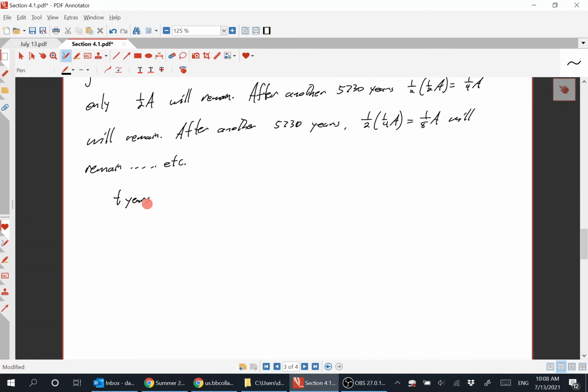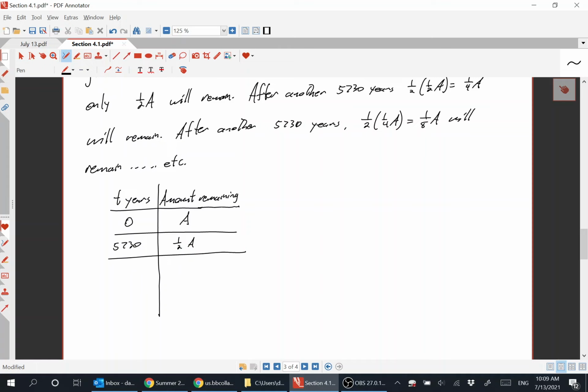T in years, amount remaining. So after 0 years, you have A. After 5,730 years, you have half of A. After another 5,730, which is 11,460, it's 1/2 of 1/2, which is 1/4 A.